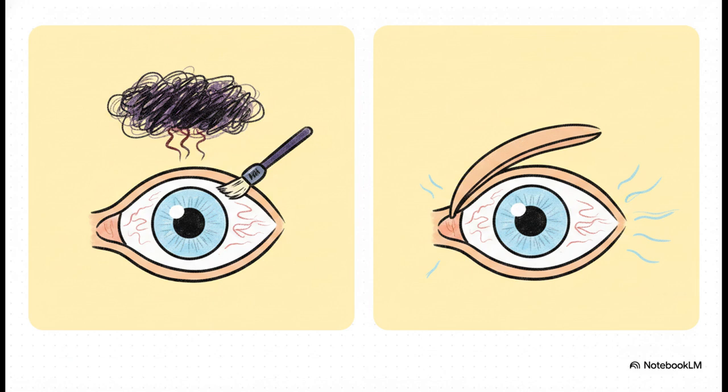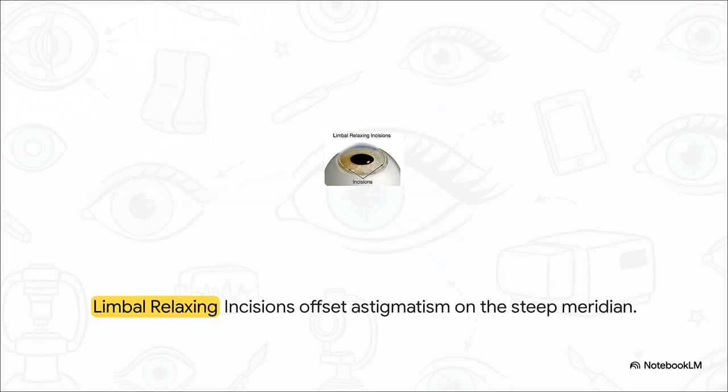LASIK, on the other hand, creates a hinged flap in the stroma. We lift the flap, laser the bed, and lay the flap right back down. Because the LASIK flap beautifully bypasses all that major epithelial trauma, patients experience far less pain and a vastly reduced risk of haze. Now, not all corneal procedures use lasers.